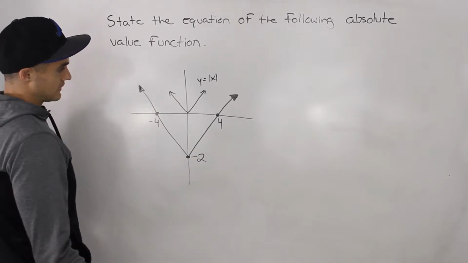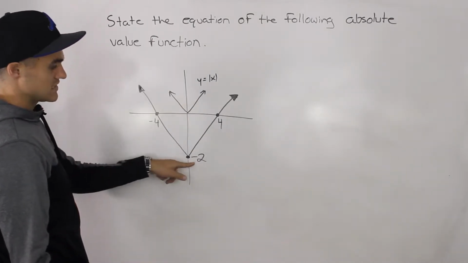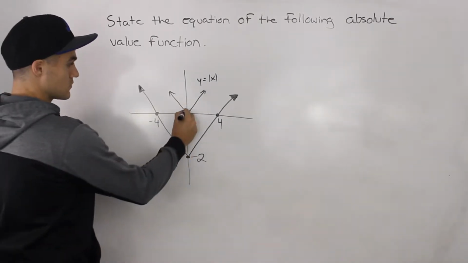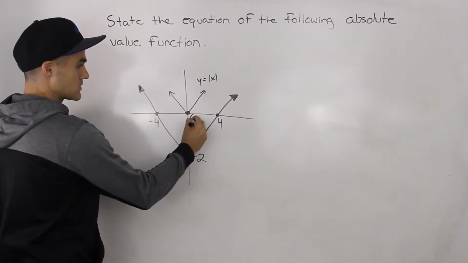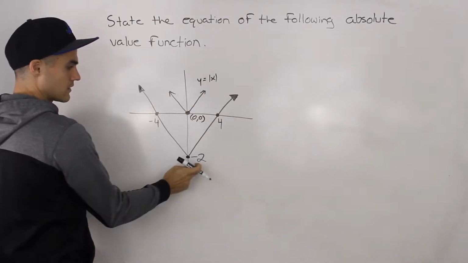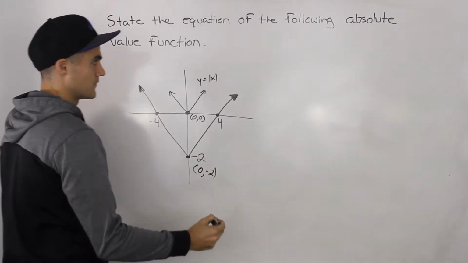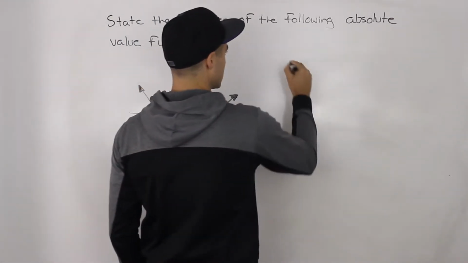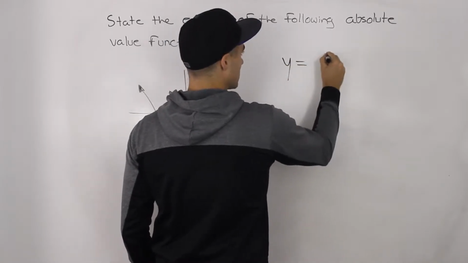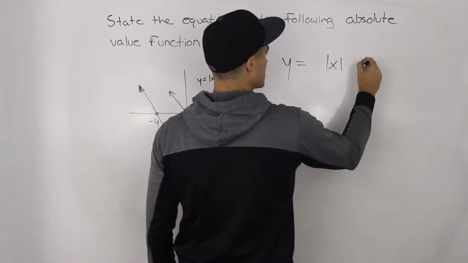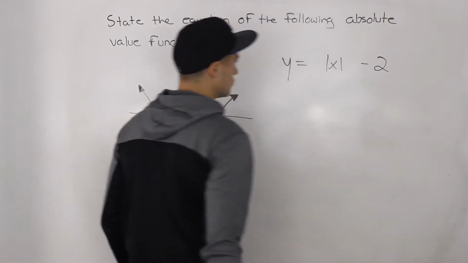Well, one thing that definitely happened was this function was shifted down by 2 units because we went from this vertex at 0 and 0 on the parent function to now this vertex at 0 and -2. Okay, so we could start off with that. We can say the absolute value function has been shifted down by 2 units.